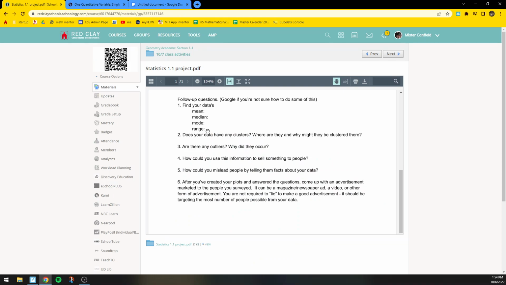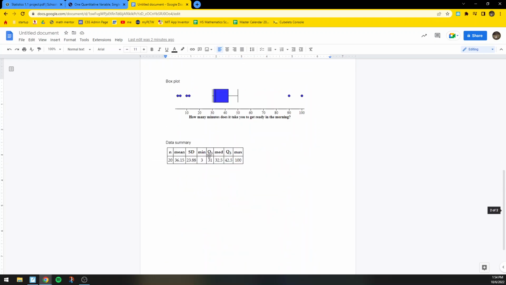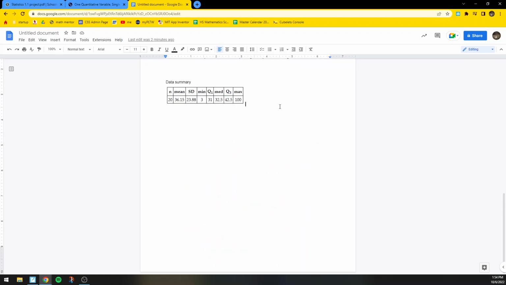And range. Range means take the highest number you have, take the lowest number you have, and subtract them. So the highest I had was 100. The lowest I had was 3. I would subtract 100 minus 3, and I'd get 97. That'd be my range. And that's what I would write for these.